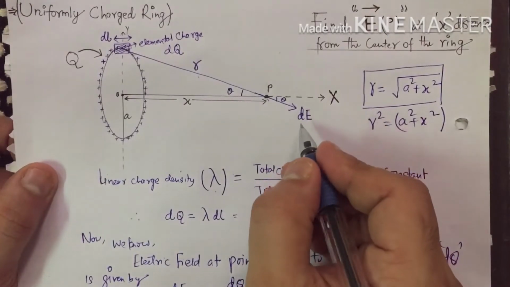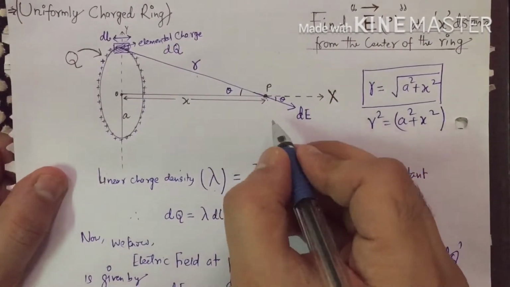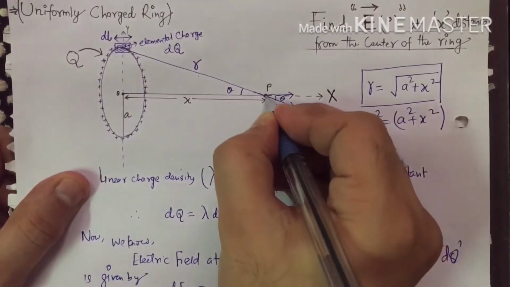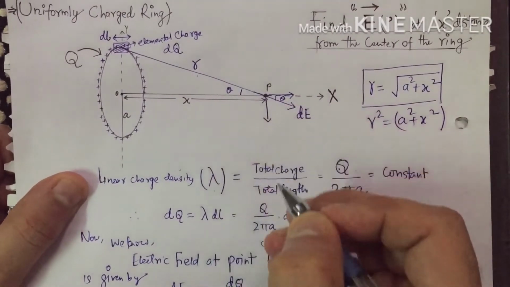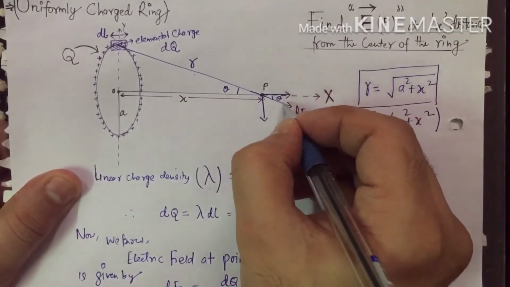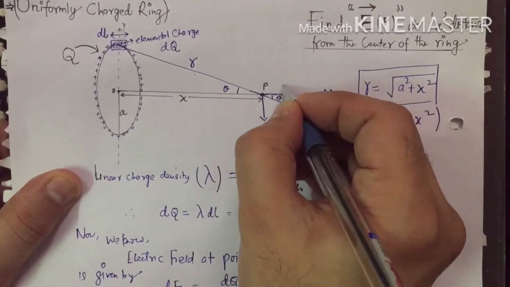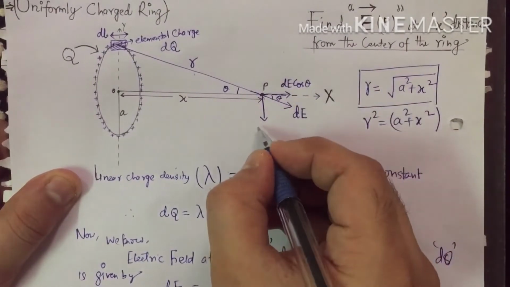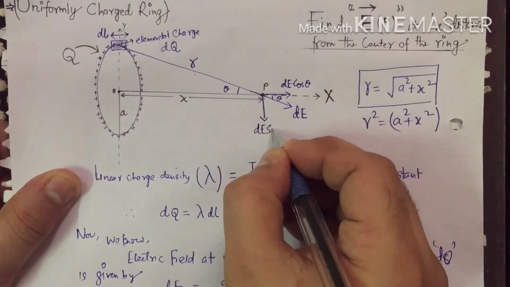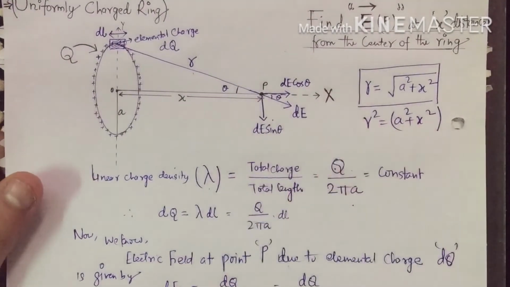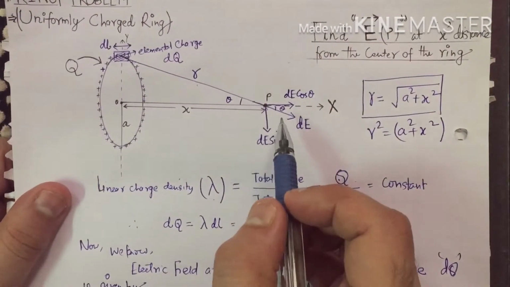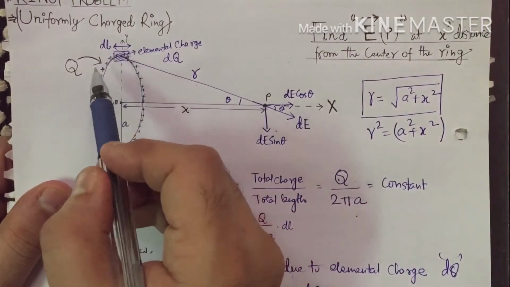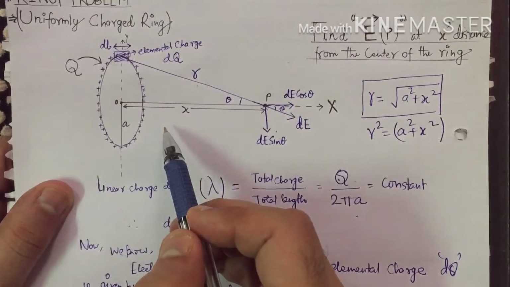dE, since electric field is a vector quantity, can be resolved into two components, one along the axis, another perpendicular to the axis. So the component along the x-axis will be given by dE cos theta, and the component which is perpendicular is given by dE sin theta. Now, this is the electric field due to this elemental part of the ring of radius A.